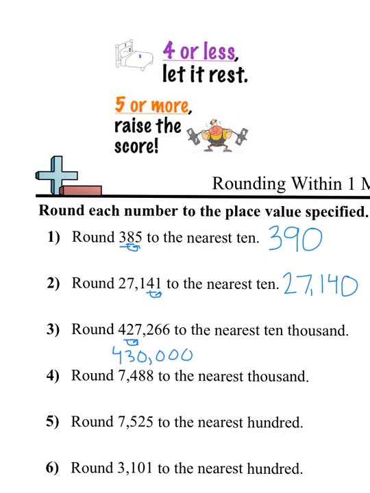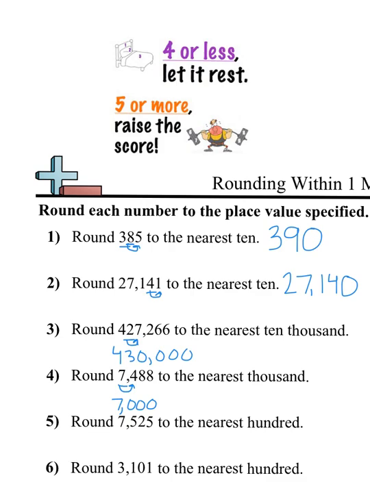Okay, at this point you should have completed number 4 and 5. Number 4 says round 7,488 to the nearest 1,000. The 7 is in the thousands place, the neighbor is a 4. The 4 indicates that we need to round down or stay the same, which means the 7 in the thousands place will stay the same, and then all numbers after that target place value will become 0. So 7,488 rounded to the nearest 1,000 is 7,000.